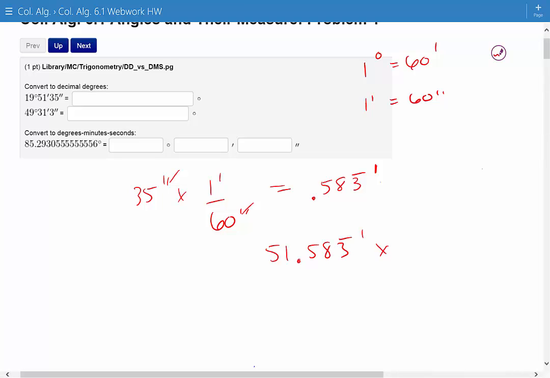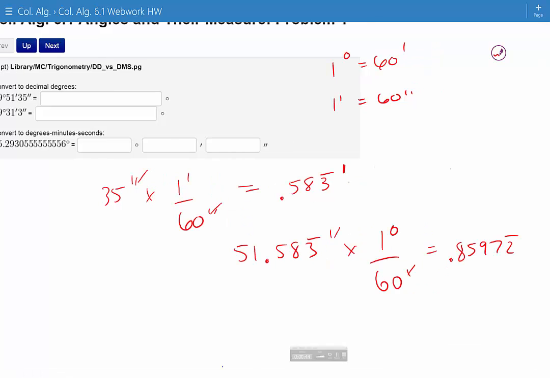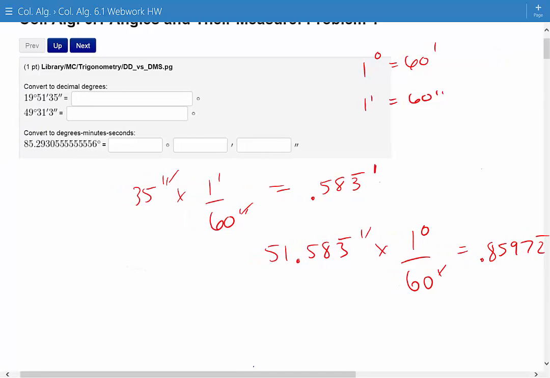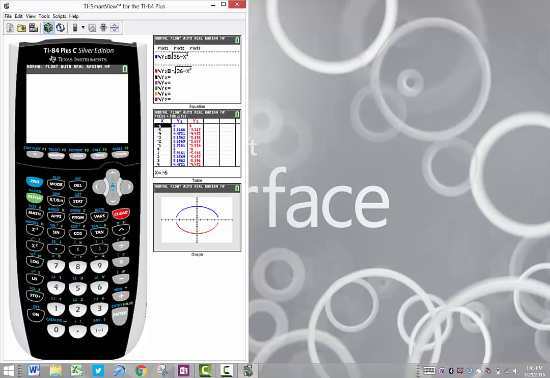Now I want to convert those minutes to degrees. So I'm going to take 1 degree divided by 60 minutes so that the minutes cancel, and that gives me just degrees. And that gives me about 0.58972 repeating degrees. So I can add that to the existing 19 degrees, and I get 19.58972 repeating.